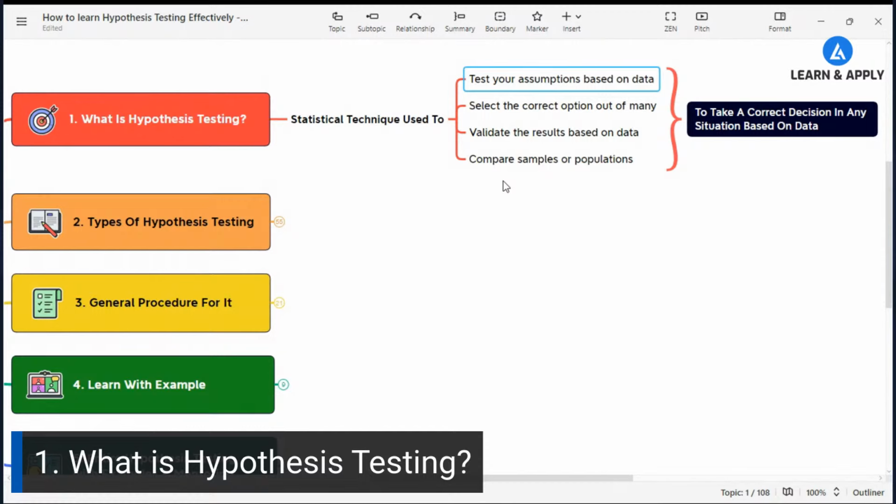That may be our assumptions, right? Or that may be our gut feeling. If you want to test that, then hypothesis testing is going to help us.